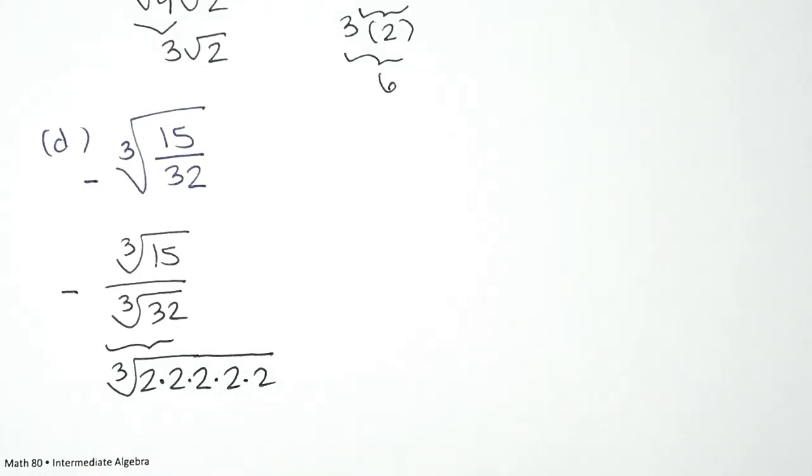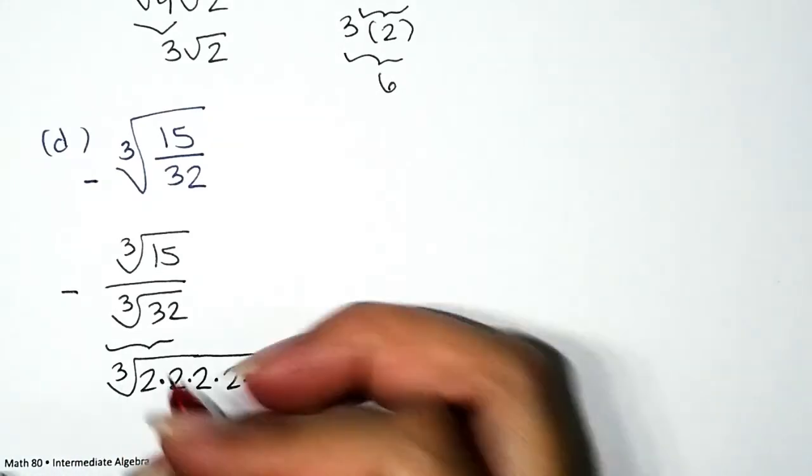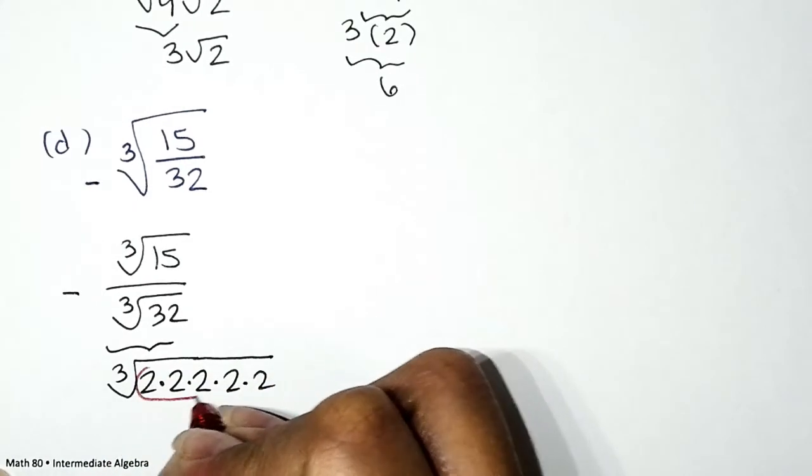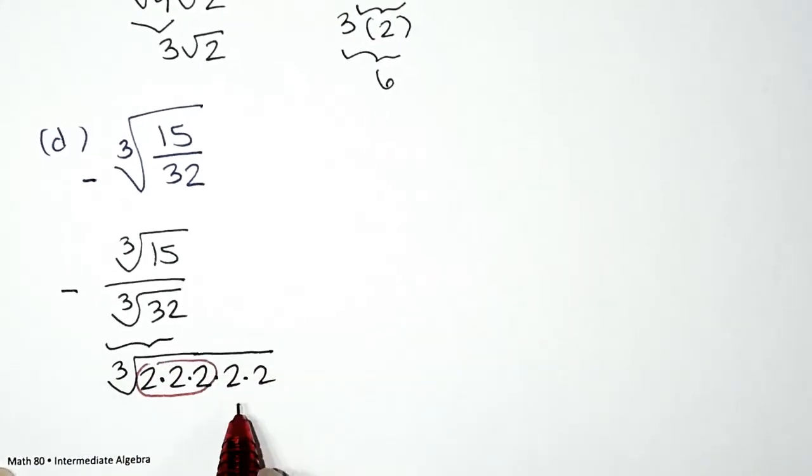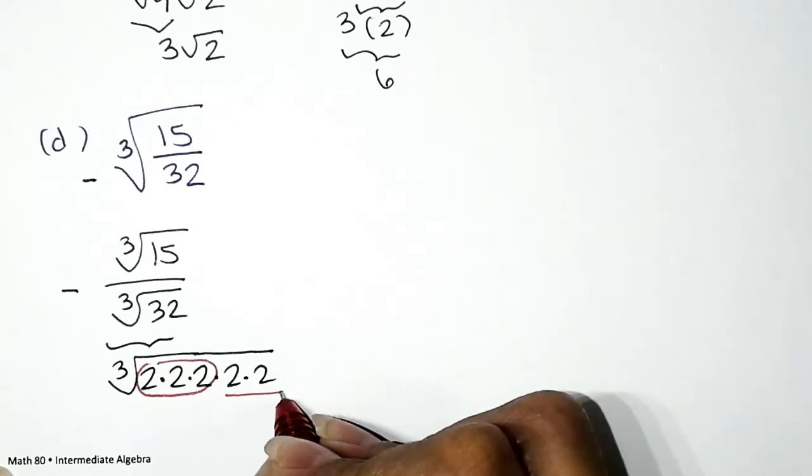Now it's time to make some groups. Since the index is 3, we want to make groups of 3, and everyone needs to wear the same suit. So we've got to be triplets. 1, 2, 3, and then we don't have enough 2s to make another group of 3, so we're going to have some solo riders.